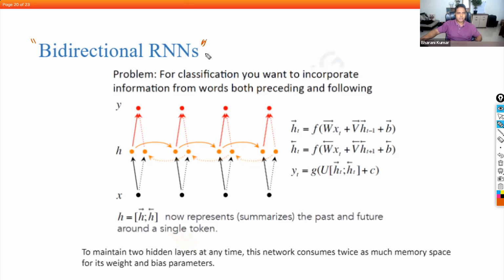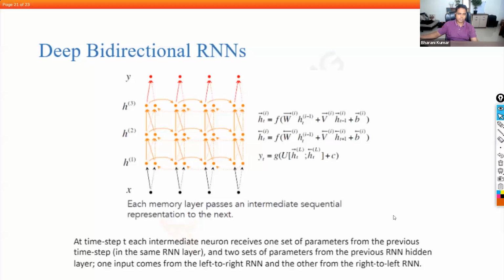So when you have bidirectional RNN, that is not the problem. But what happens is, since you are traversing in the forward direction also and in the backward direction also, the number of hidden layers will become double, and hence your network is going to consume twice the memory.